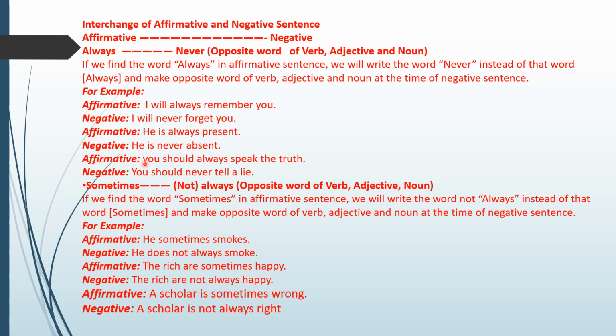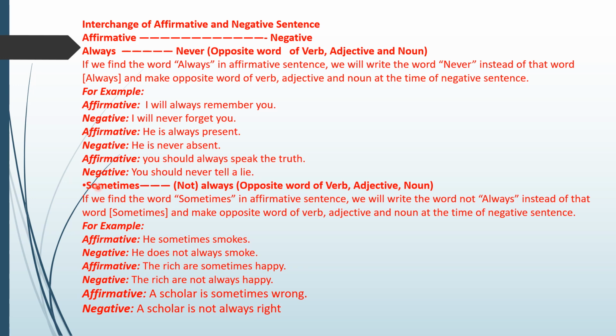The next example, affirmative. You should always speak the truth. There is always in the affirmative. In the negative, you're going to use never. So the answer in the negative, you should never tell a lie because you have to write the opposite of the truth. Truth is a noun. So the opposite of it is a lie.